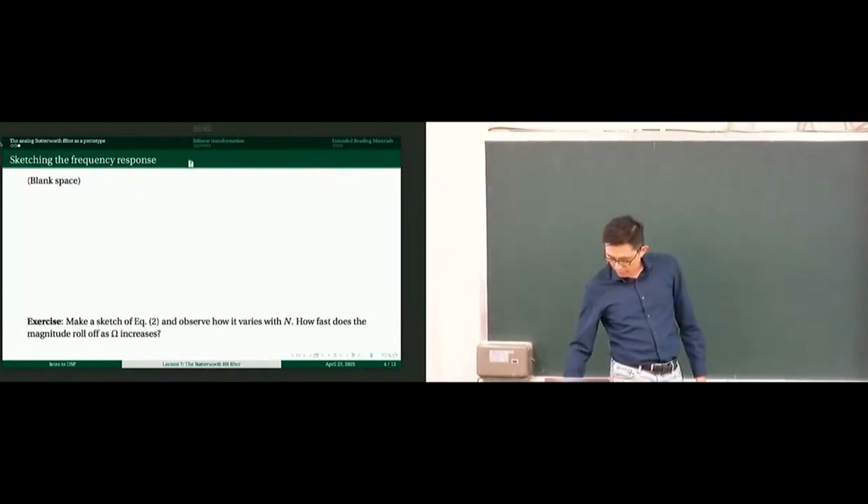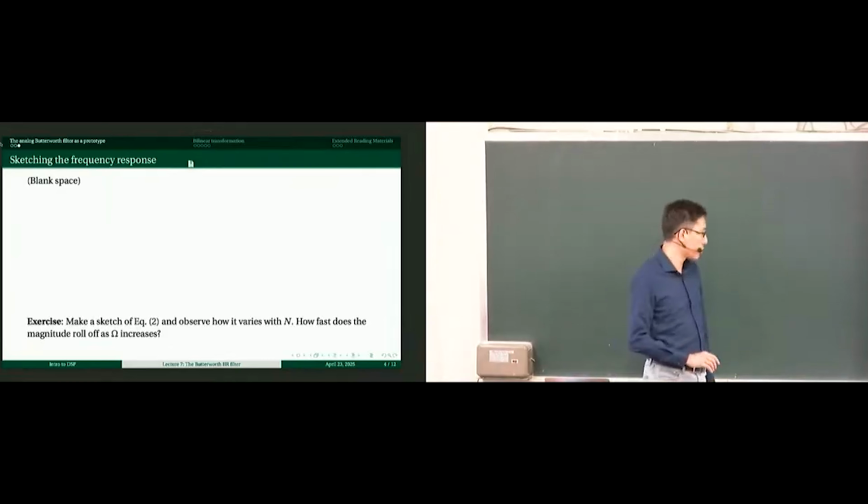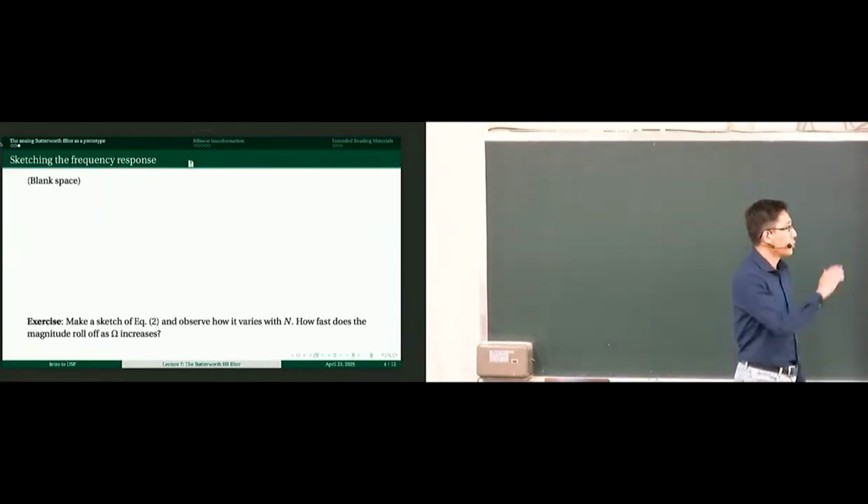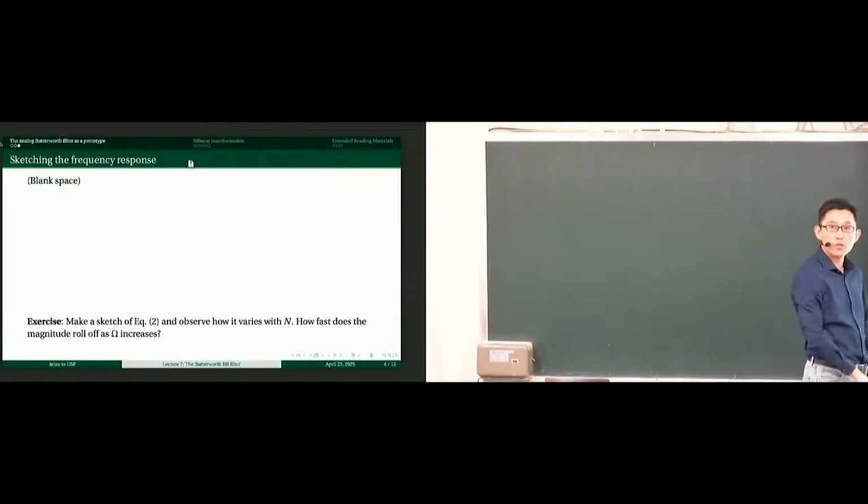And then we made sketches of how the response varies as n increases. With the same corner frequency, when n increases, you get a narrower transition. The gain drops from 1 to 0 faster, more rapidly.